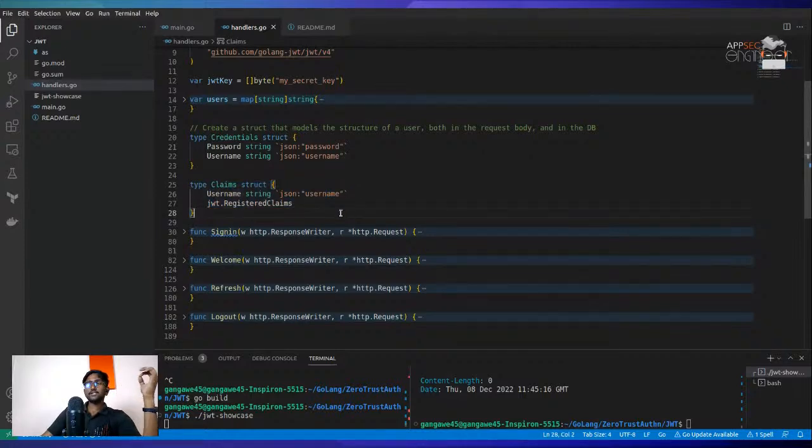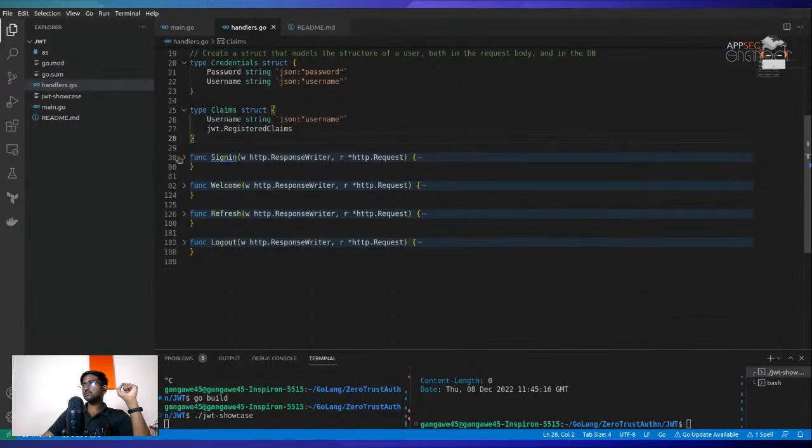So in our case, we're going to be using two pieces. One is going to be the username, and the second piece is going to tell you how long that JWT has been active for, or how long it is supposed to stay active for. So we're going to be sending the expiry date, expiry time, and the username over this. So let me just show you the sign-in function.